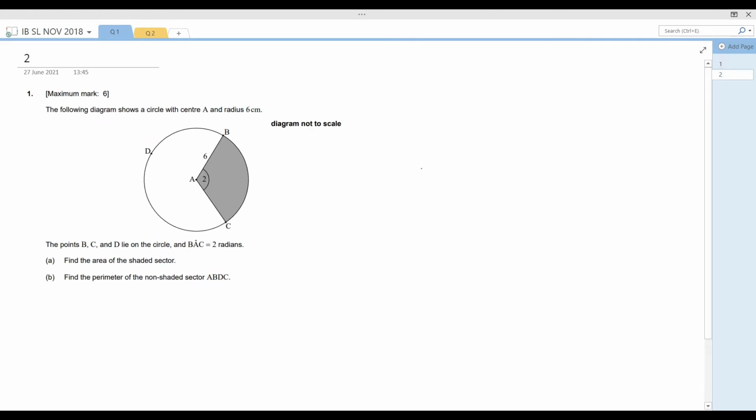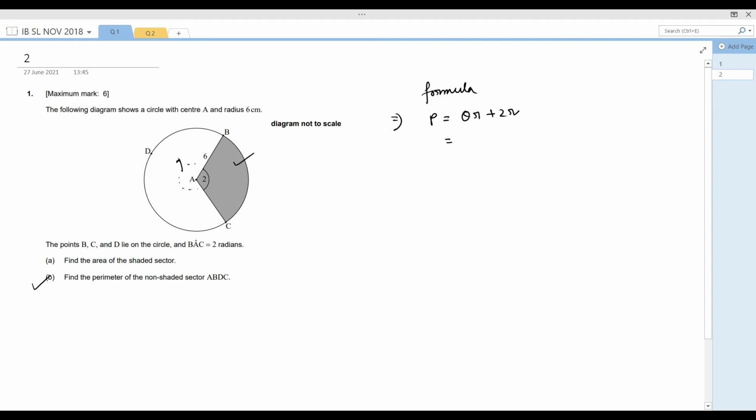Again, first we will show how you can do it using the formula, and after that we will again derive the formula. The question is: find the perimeter of the non-shaded sector ABDC. You can see this is the shaded sector, so we need to find the perimeter of the non-shaded sector. By using the formula, P equals theta r plus 2r. Now theta is what we have to find out.